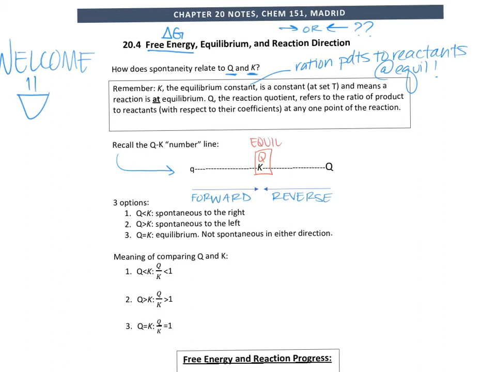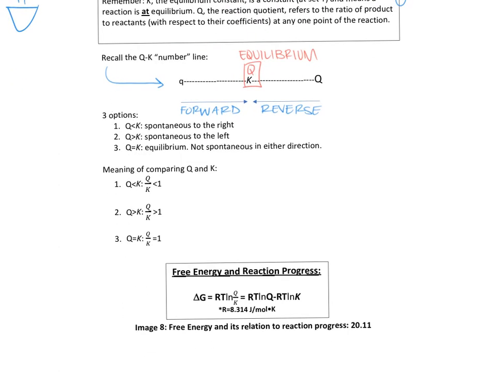So what's the meaning of comparing Q and K? Well, comparing the two gives us an idea, again, of which direction the reaction will go. So if Q is less than K, that means the ratio between Q and K is less than 1. If Q is greater than K, that means the ratio between Q and K is greater than 1. And if Q is equal to K, that means the ratio between the two is equal to 1. So we're going to use that to determine what the free energy of a reaction is.